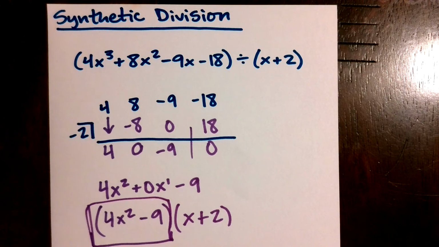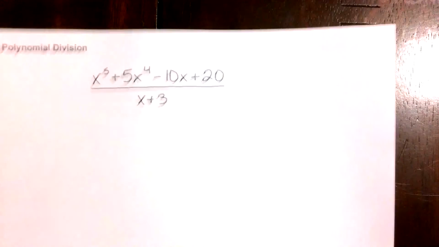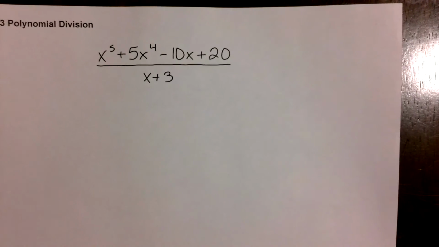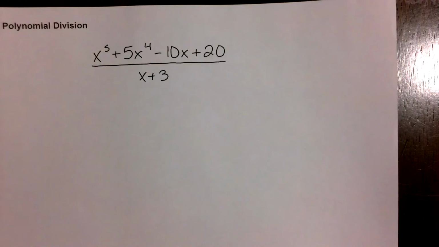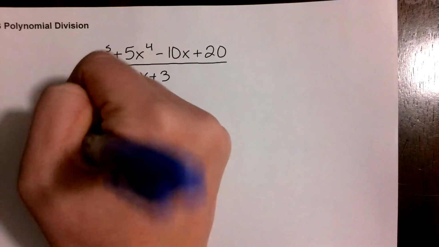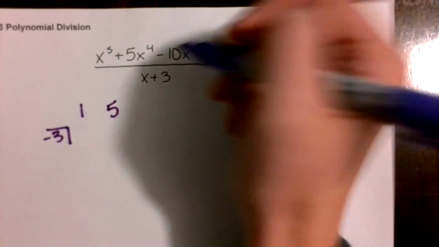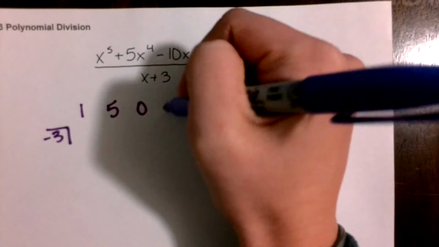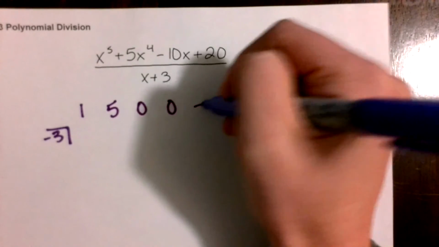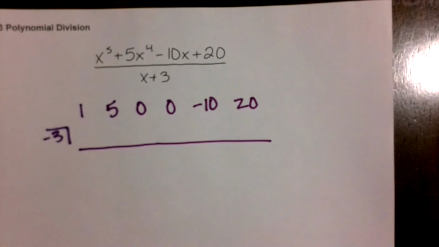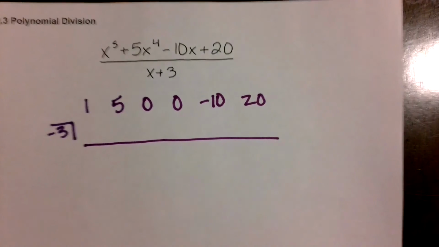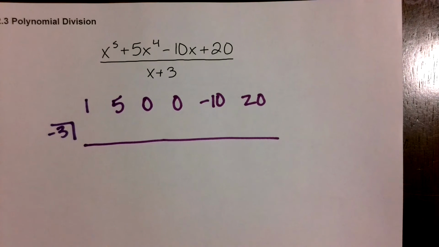Let's try another one. See if you can set this one up on your own. Pause it, set it up. Okay, so we've got a -3 in the box, since we're dividing by an x plus 3. I've got a 1 for my x to the 5th, x to the 4th. I don't have an x to the 3rd, so I need a 0. I don't have an x squared, so I need a 0. And then I've got a -10 and a 20. So there's my setup. If you paused it and tried the setup, but then you didn't go further, now check your setup or have the correct setup. See if you can use the synthetic division from there.